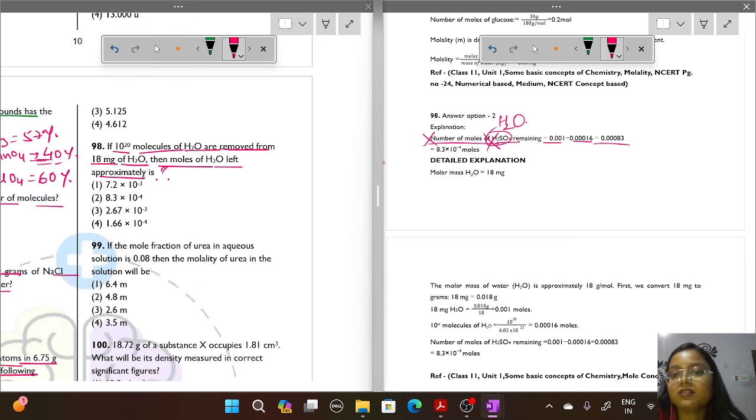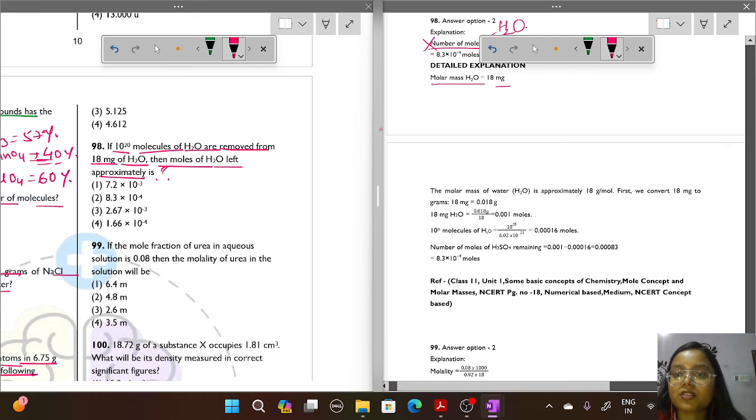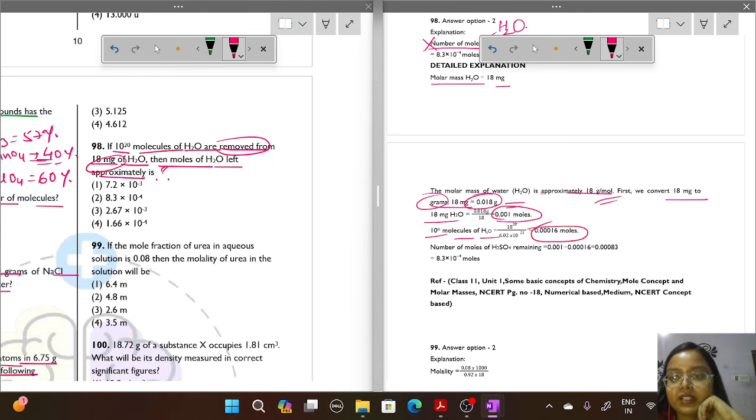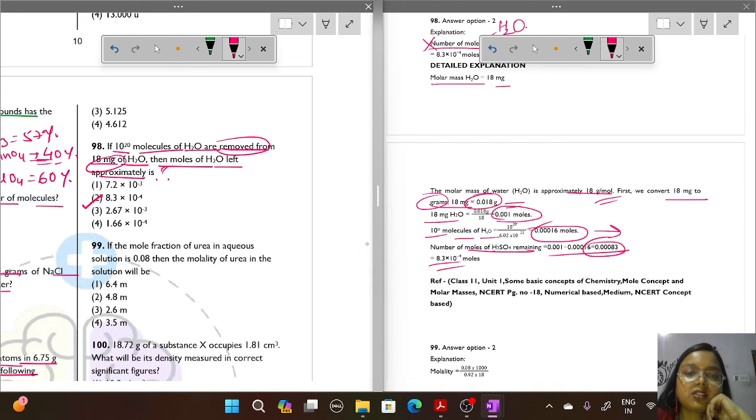Okay, so for this we have to refer to the detailed explanation. So we know that the molar mass of water is 18 gram per mole. It is given that 18 milligram is removed. Now first we convert 18 milligram to grams, which is 0.018 grams. Now 18 milligram of H2O will be 0.001 moles, and 10 to the power 20 molecules of H2O will require this much moles. Now the number of moles of H2O remaining is 0.000883, which is 8.3 into 10 to the power minus 4 moles. Okay. This is question number 98.